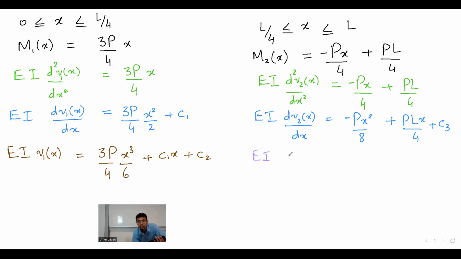EI V2, again, no one is telling us to use C1 and C2 here. You could have used C7 and C8 as long as you understand what you are doing, is equal to minus Px cubed over 24. I think it's the right time I start looking at my notes. Plus PL x square over 8 plus C3 x plus C4. Agreed?